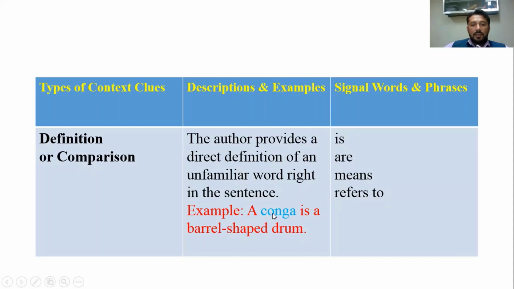So conga is a new word in the sentence, and the writer has used the signal word "is". So he is directly defining the meaning of that word. A conga is a barrel-shaped drum. So a conga is actually a barrel-shaped drum.